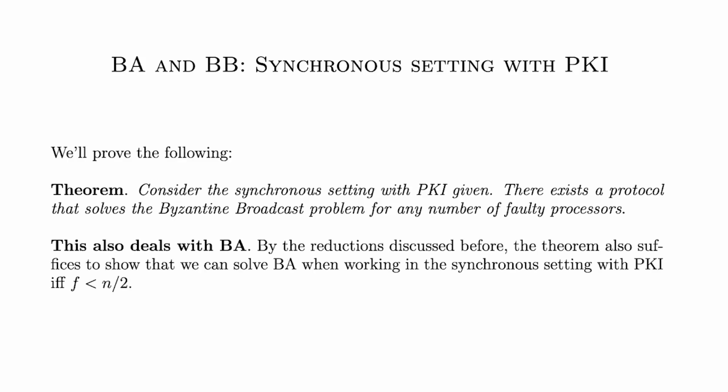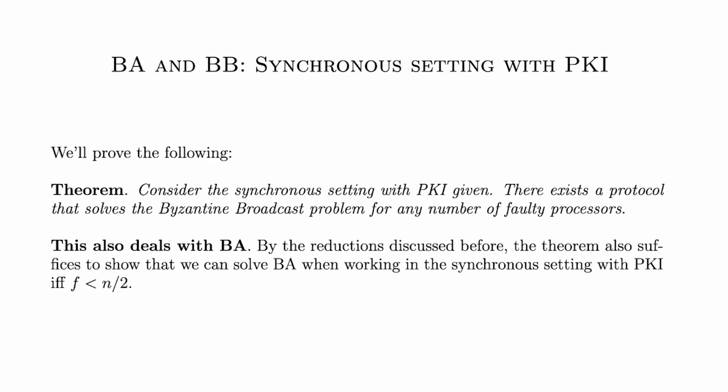As I just said, we're talking about Byzantine broadcast here, but this also deals with Byzantine agreement. By the reductions we just discussed, it also suffices to show that we can solve Byzantine agreement in a synchronous setting with PKI, even only if f is less than n over 2. Byzantine agreement just generally isn't possible if f is greater than or equal to n over 2. But if f is less than n over 2, then you can use Byzantine broadcast to solve Byzantine agreement. So we only have to worry about Byzantine broadcast, that's what we're going to do.